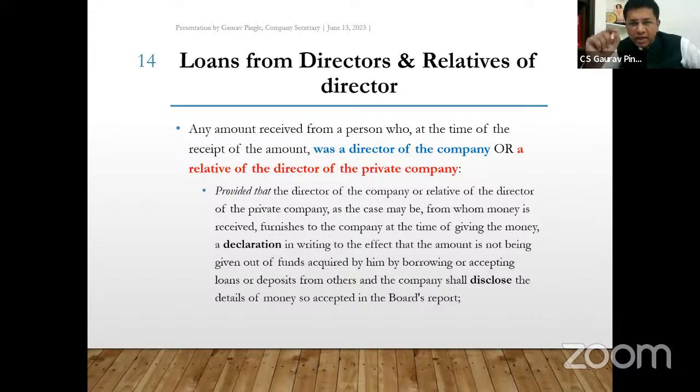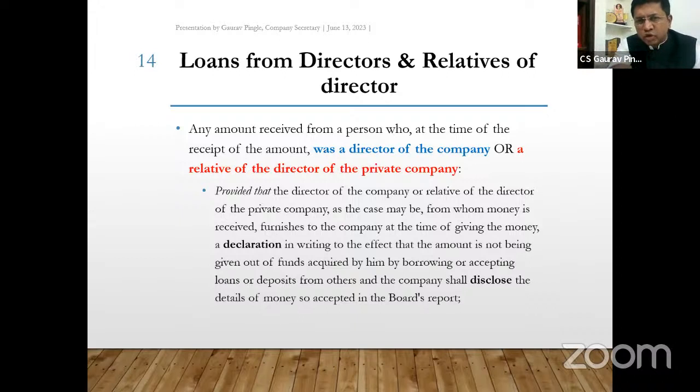But most importantly, again, I'm just coming back. It says any amount received from a person who at the time of receipt of the amount was a director or a relative of a director of a private company. So, for example, in case of a private company, there is a particular director and he has given a particular loan to the company and he has resigned. And after 4 years, or 2 years, the question would be whether this is an exempted deposit. So it is subject to the conditions too.